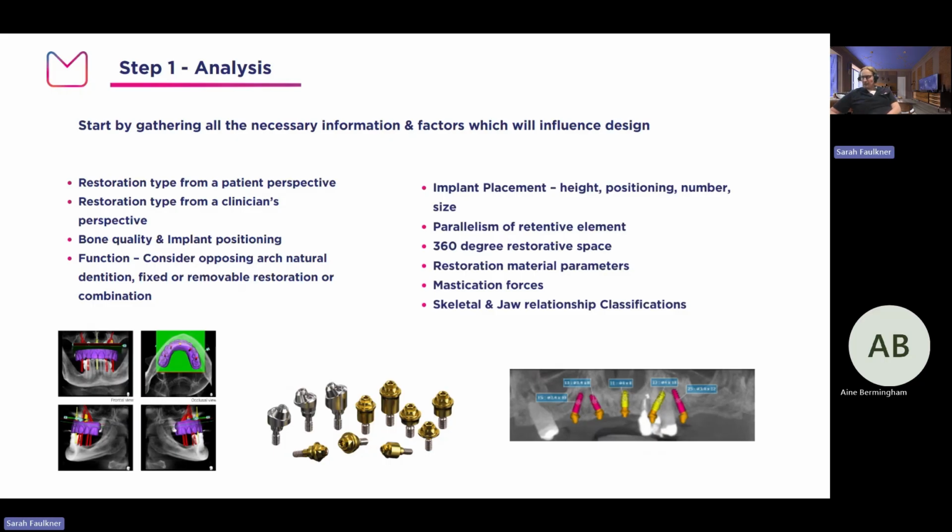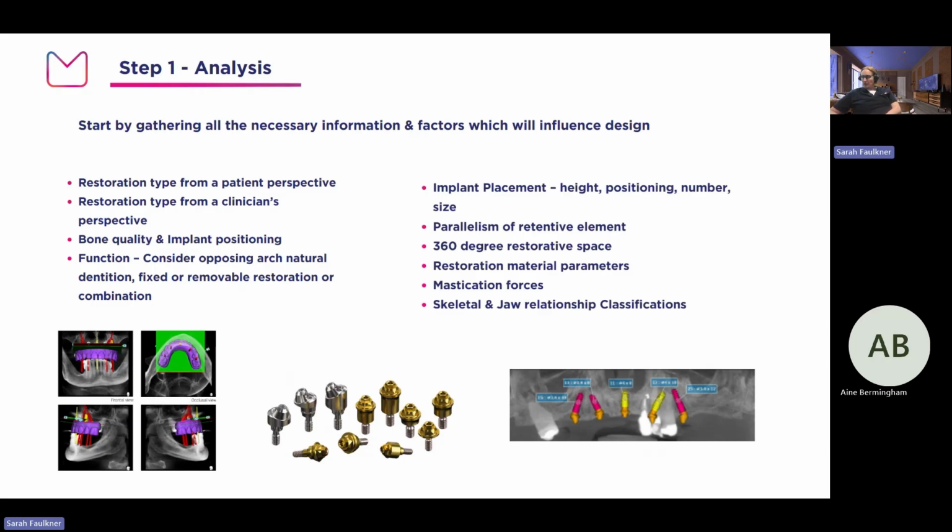So that restoration: you've got to look at possible sites for implant placement. Is there going to be sufficient height? How many are we going to place and what size are they going to be? For the retentive element, are we going to be able to get them parallel to one another? We need to take that full 360-degree view of the restorative space, so that we can capture all of those retentive mechanics in there, the bar and the retention as well.